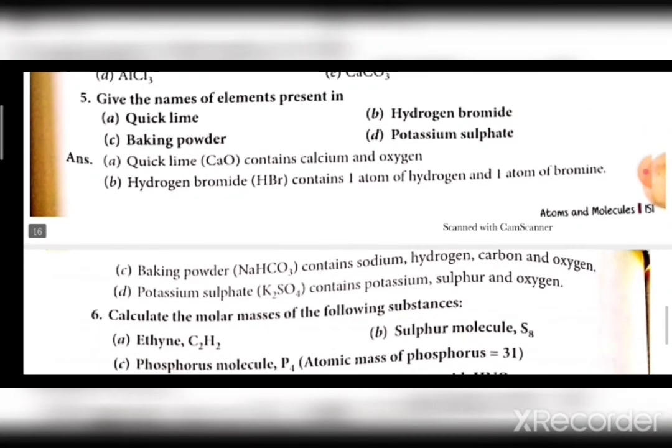Give the names of elements present in quicklime. Quicklime is CaO. So elements will be calcium and oxygen. Hydrogen bromide, it is hydrogen and bromine. Baking powder, formula is NaHCO3, sodium bicarbonate. So sodium, hydrogen, carbon and oxygen are the elements. Then potassium sulfate, it is having potassium, sulfur and oxygen.